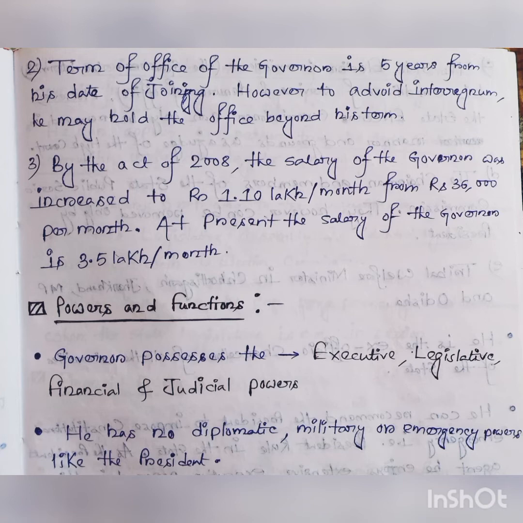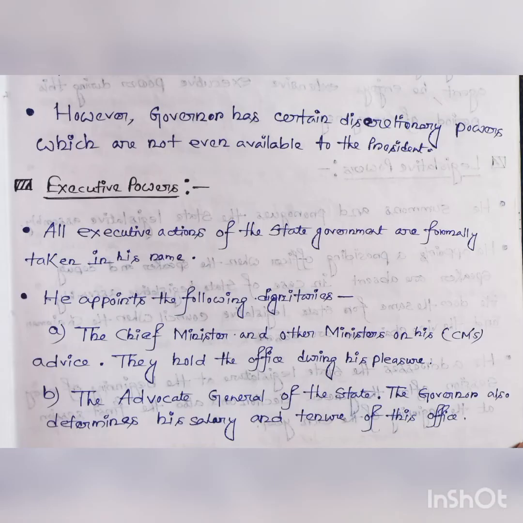Number 3, by the Act of 2008, the salary of the Governor was increased to 1.10 lakh per month from 36,000 per month. But at present, the salary of a Governor of a state is 3.5 lakh per month. Next point, powers and functions of the Governor. The Governor possesses executive, legislative, financial and judicial powers. He has no diplomatic, military or emergency power like the President. However, the Governor has certain discretionary powers which are not even available to the President.